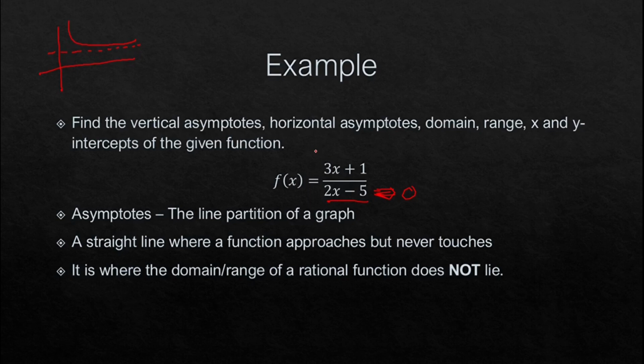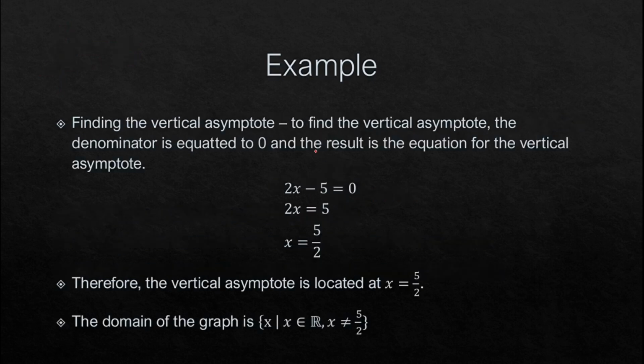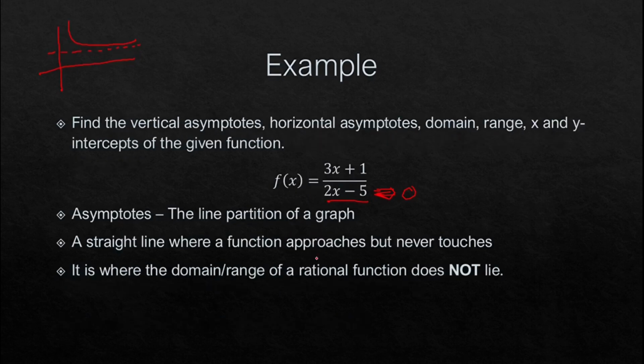Kasi what if di ba nahanap na dito x is equals to 5 over 2. I-replace natin ang 5 over 2 to x dito. 2 times 5 over 2 is 5. 5 minus 5 na 0. Ano mangyari sa graph? Edi, magiging undefined siya on that point.